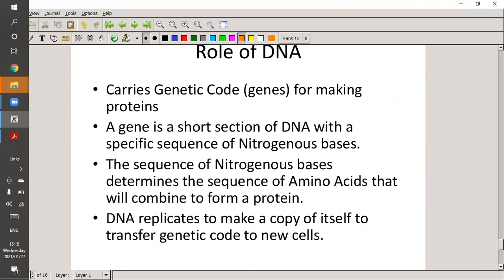Okay, what's the role of DNA? It contains the code to make up proteins, the building plan to make up proteins. Then, what is a gene? It's a short section of the DNA, only a part of the DNA, that codes for a specific protein. The sequence of nitrogenous bases determines the sequence of amino acids, because each three nucleotides codes for one amino acid in the protein sequence. And DNA can also replicate itself so that the code that is found in one cell can be carried to the next cell during mitosis or meiosis. That is why we're going to go through DNA replication in the next lesson.